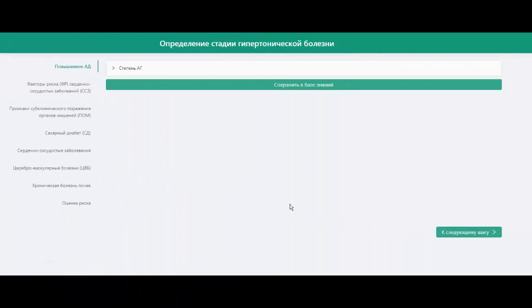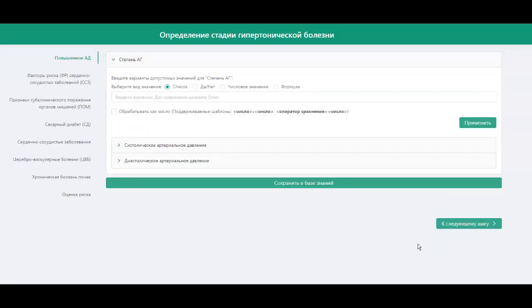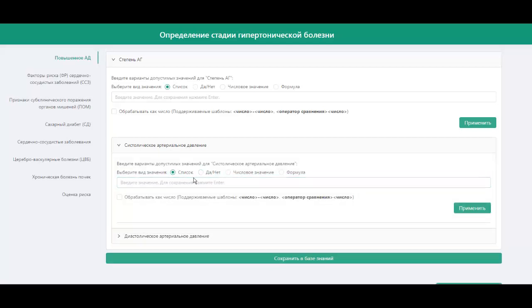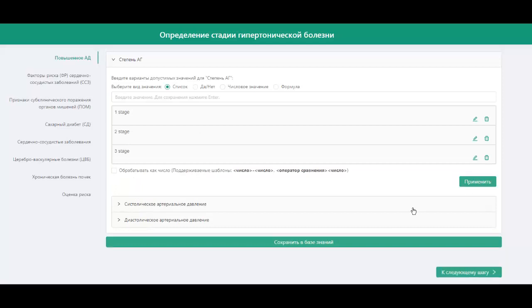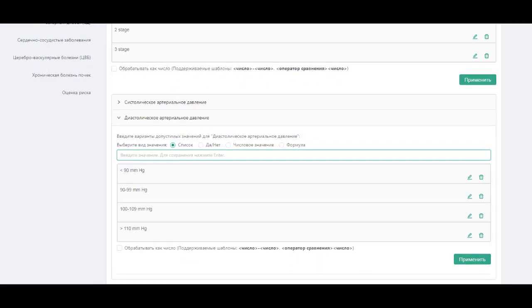One of the main factors of arterial hypertension is high blood pressure. The expert selects data type list and indicates that there are three stages of arterial hypertension: first, second, and third. Each stage of arterial hypertension is characterized by a certain level of systolic and diastolic blood pressure. The expert, using data type list, inserts necessary knowledge. To save all data into the knowledge base, press the Save button.